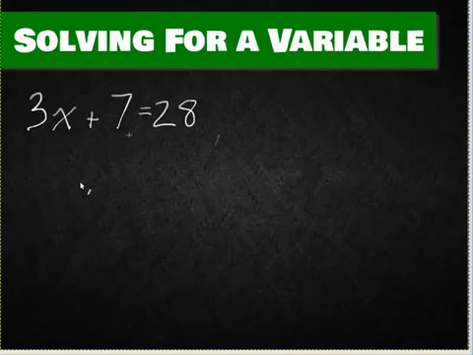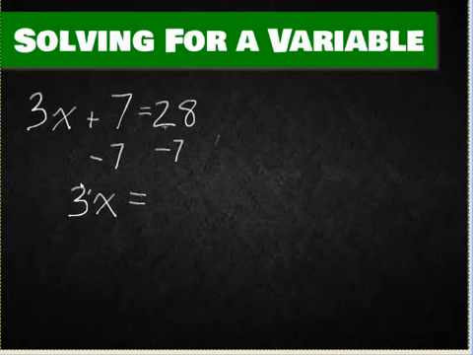How do you undo adding 7? You undo adding 7 by subtracting 7. If you do it on the left side, you have to do it on the right side. And so plus 7 minus 7 is nothing, so we get 3x on the left side. And 28 minus 7 you know how to do, but pretend you didn't.